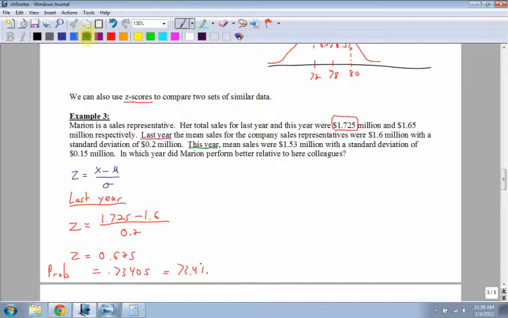All right, so this year, my values are a little bit different. My z is going to equal, this time I'm using the 1.65 million, because that was her total sales. Everything else stays the same. No, it doesn't. Sorry. The mean for this year was 1.53, and the standard deviation for this year was 0.15. So totally different values for this year, which makes sense because your average sales are going to be different, and the amount that it deviates from the mean is going to be different as well.